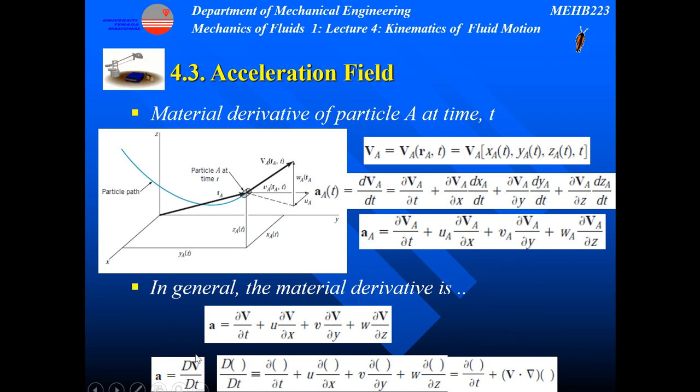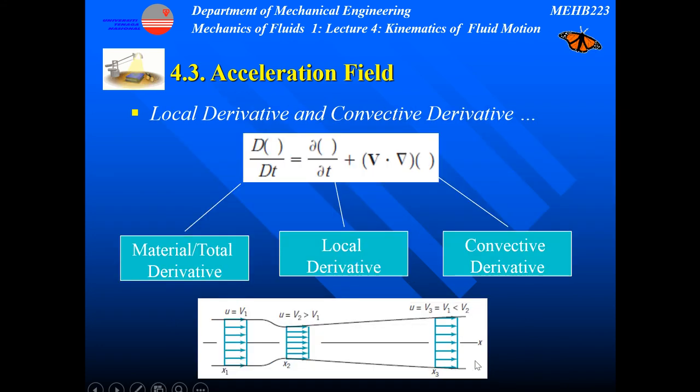The shorthand notation for this long notation is given here with a capital D. If you want to have the material derivative for other parameters, you can fill in the empty space here. So the shorthand notation is given here, where this is called the material derivative. This one is the local derivative, and this one is called the convective derivative.